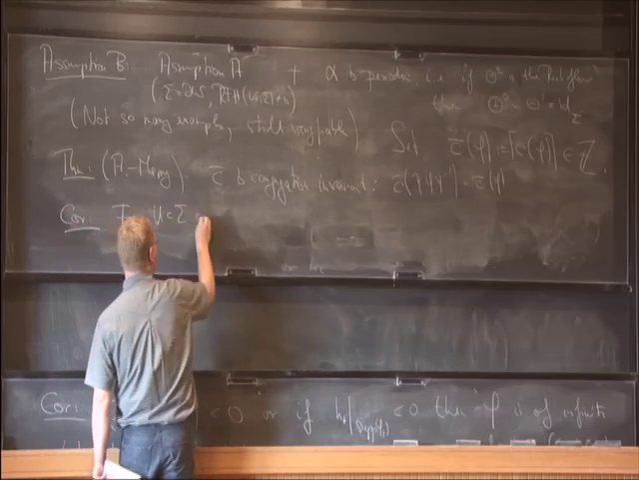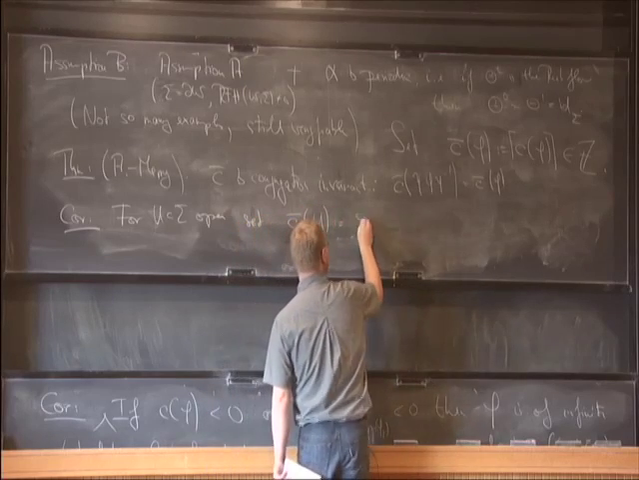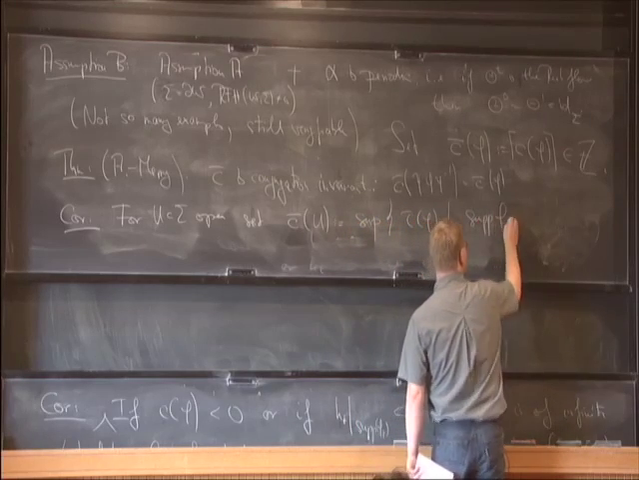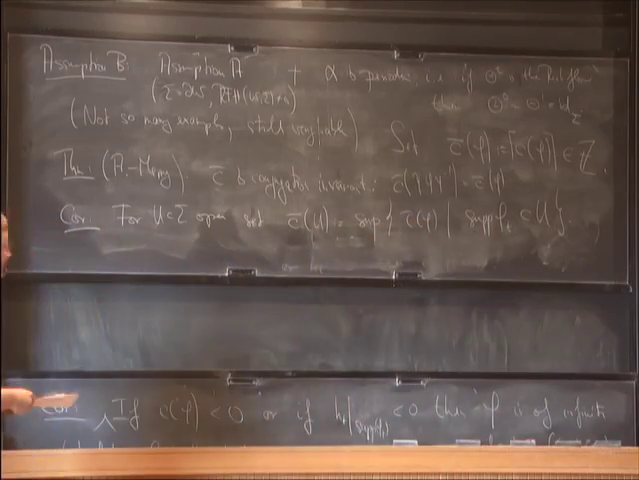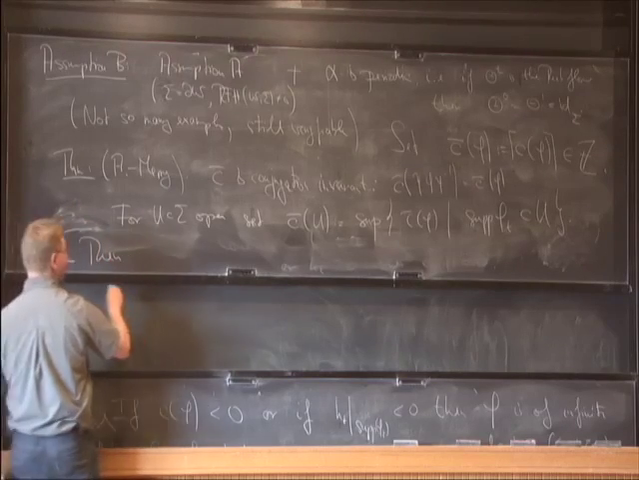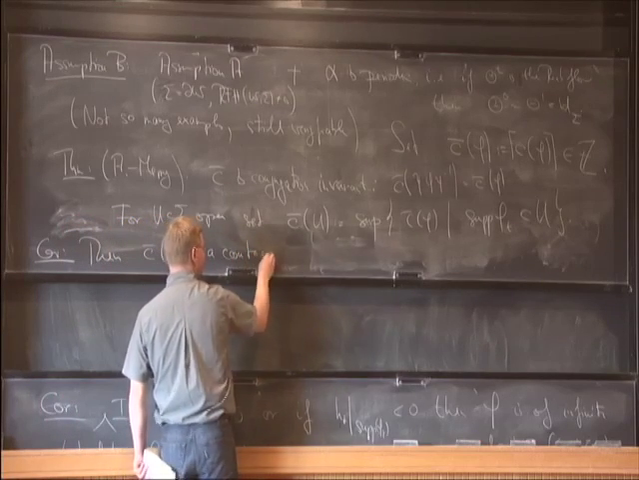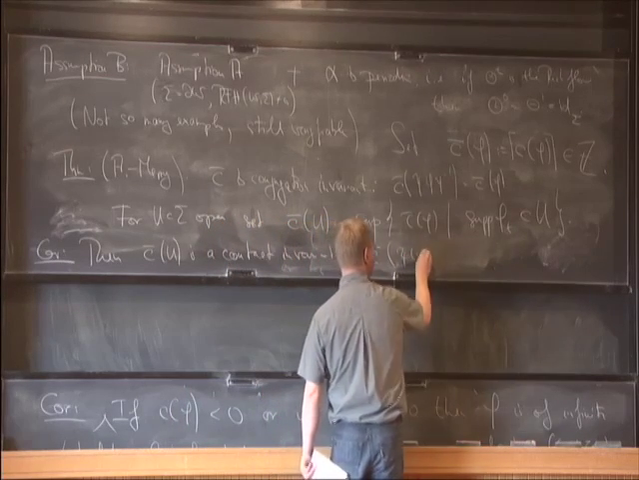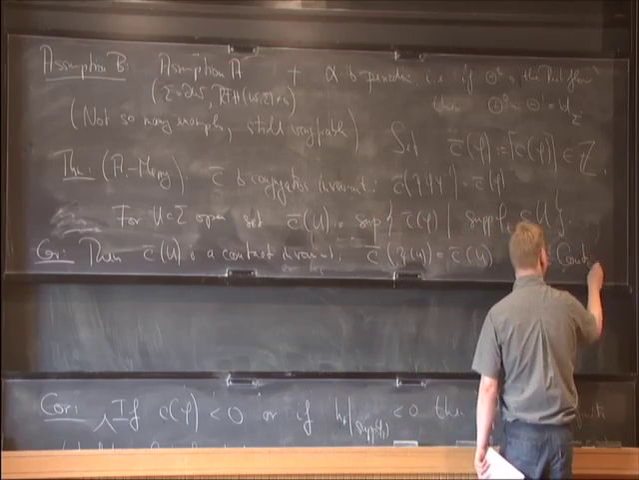So for U in sigma open, we set C bar of U to be the supremum of all C bar of phi, where the support of all phi t's is contained in U. Okay, so that's a definition, and the corollary. Actually, maybe I should write it here. The corollary of the theorem is then C bar of U is a contact invariant, meaning C bar of psi of U is C bar of U for all psi in cont 0. Okay?